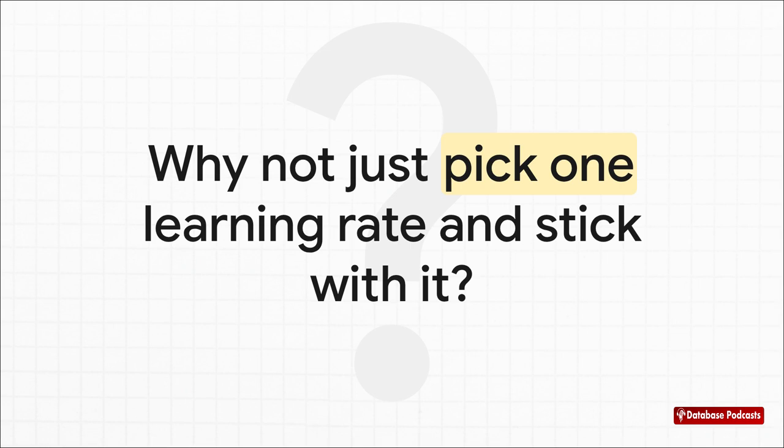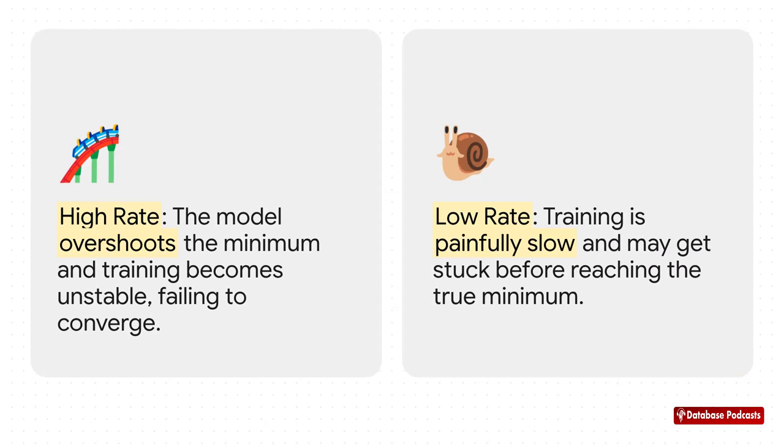Well, imagine you're trying to walk to the lowest point in a really foggy valley. When you're way up high on a gentle slope, you can take these big, confident steps, no problem. But as you get closer to the bottom, the ground gets a lot trickier. If you keep taking those huge steps, you're just going to leap right over the lowest point and end up climbing the other side.